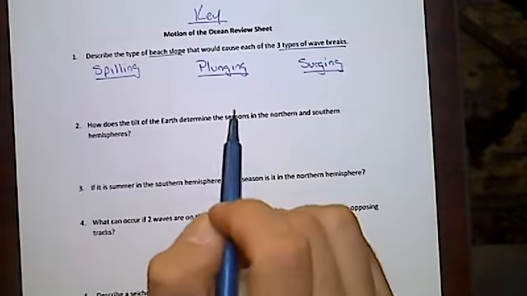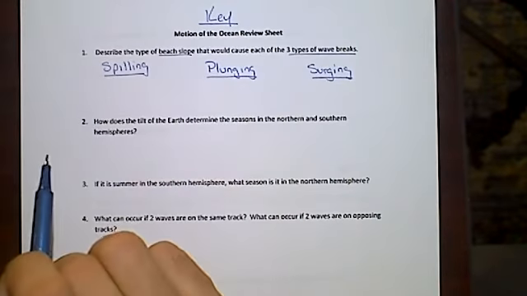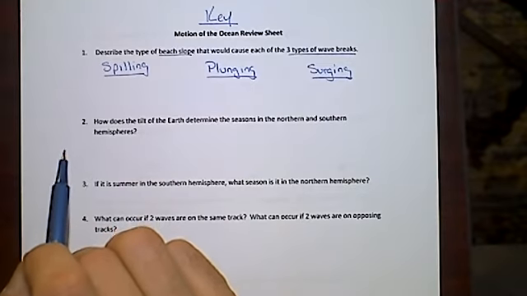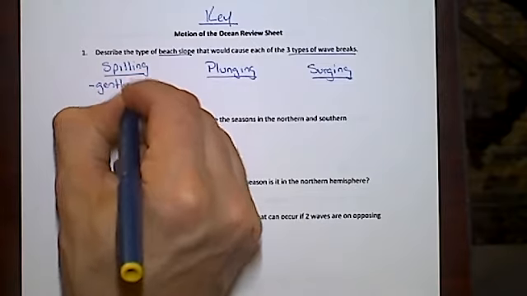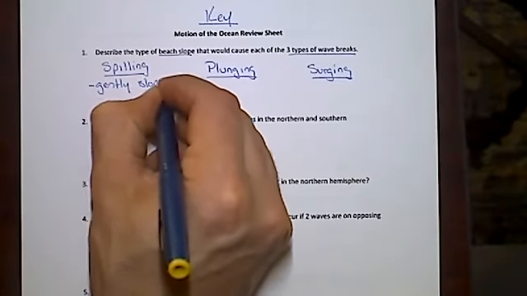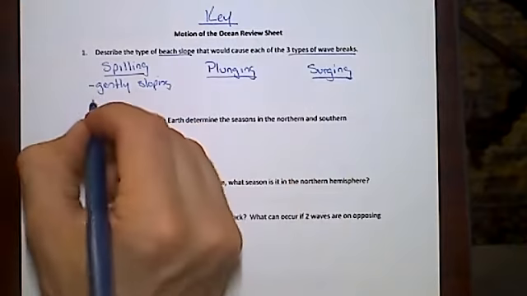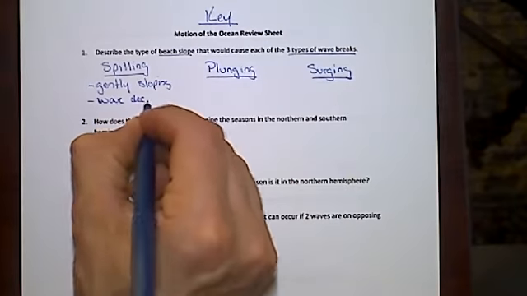So, what are the three types of wave breaks: spilling, plunging, and surging? And what type of beach slope results from these three types? Well, with a spilling breaker, the beach slope would be a gently sloping beach, and the wave will decrease slowly.